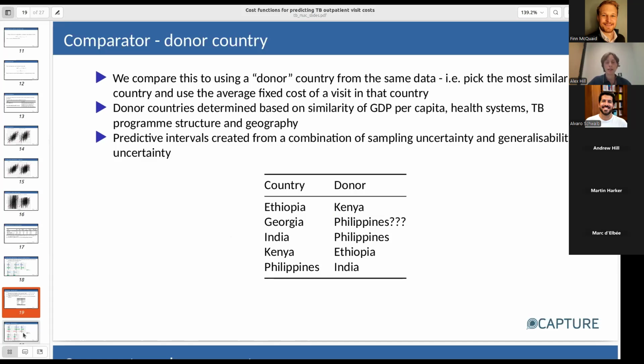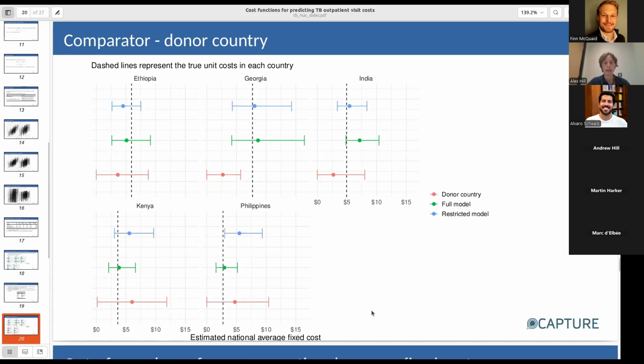And comparing this to the model predictions, this is what we get. You can see that using a donor country actually works reasonably well in most cases, or quite similarly well to the models. I think it's a little less accurate than the models, but barely, especially in the Philippines and Kenya. It's basically comparable to Model 2. The only place it didn't work well was in Georgia, which I knew up front, because there wasn't really a good candidate for Georgia. And indeed, the Philippines was not a good match for Georgia.